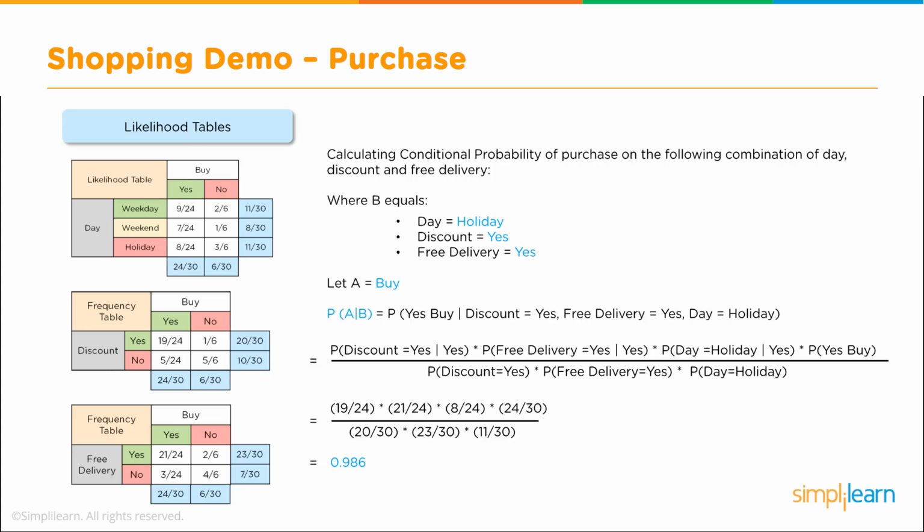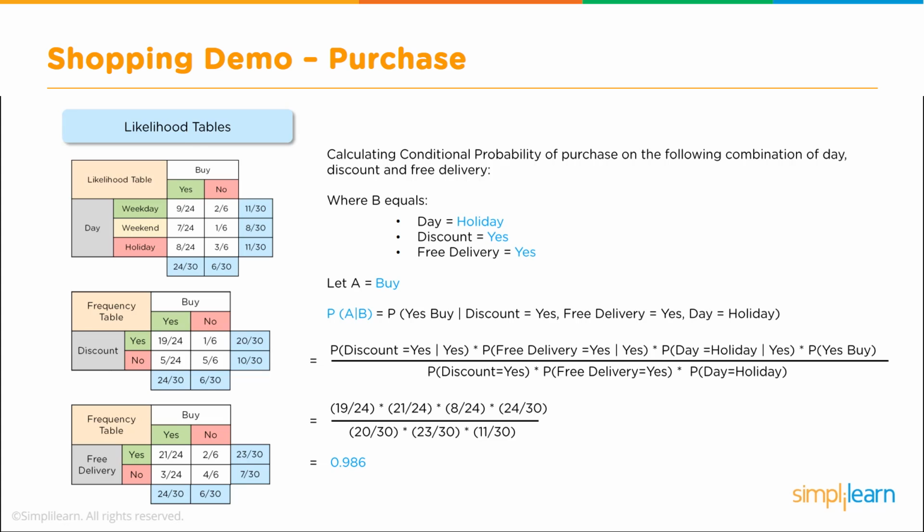Let's go ahead and walk through this calculation. As you can see here, the probability of A on the condition of B, B being all three categories: did we have a discount with a purchase? Did we have a free delivery with a purchase? And is the day equal to holiday? When we plug this all into that formula and multiply it all out, we get our probability of a discount, probability of a free delivery, probability of the day being a holiday, times the overall probability of it being a purchase, divided by, again multiplying the three variables out, the full probability of there being a discount, the full probability of being a free delivery, and the full probability of there being a day equal holiday.